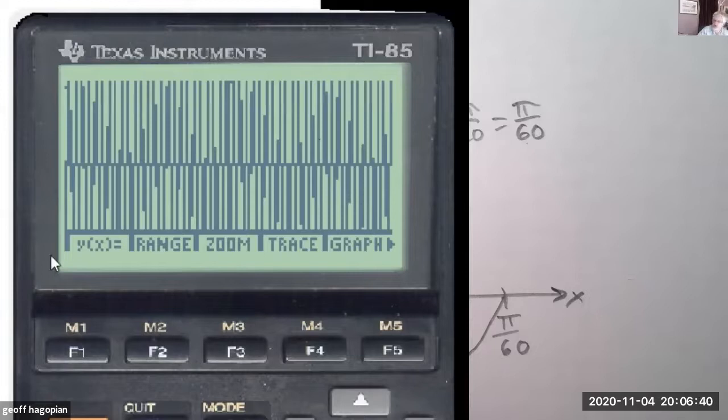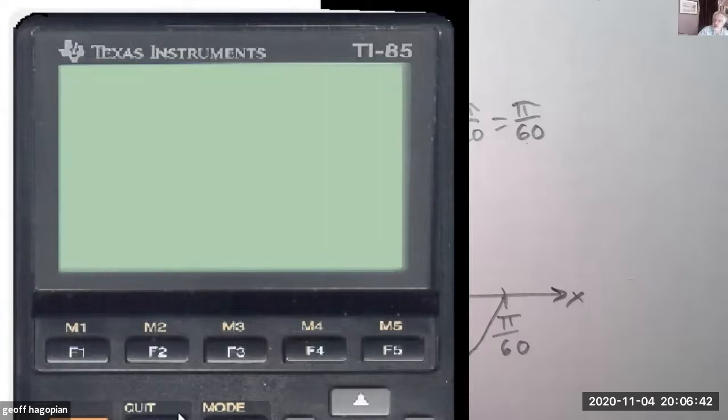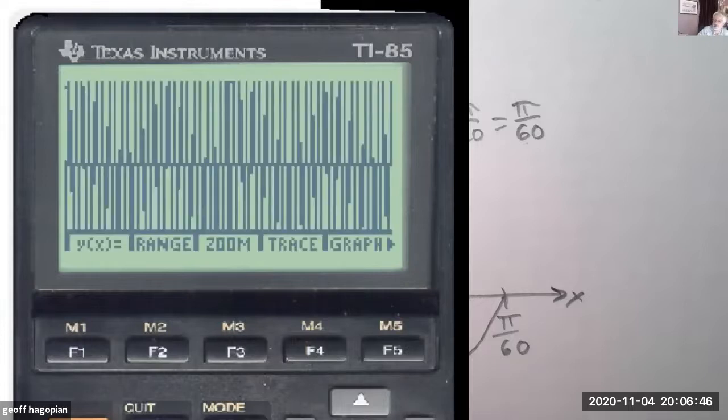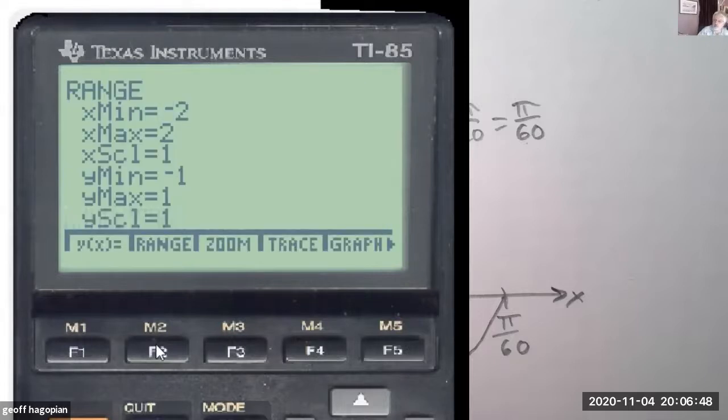So what do we do? Well, we change our range. I hit the graph button, then I hit the range button. And I want to start from 0 and then go to one wavelength, which is going to be pi over 60, right? So I'm going to go to pi divided by 60. Okay, that's a very small decimal value.